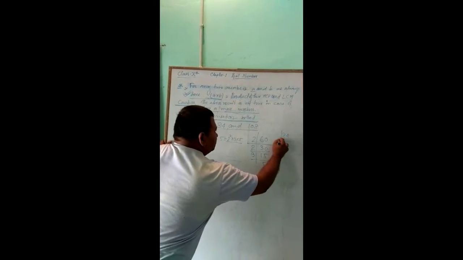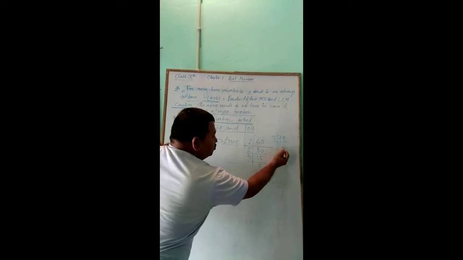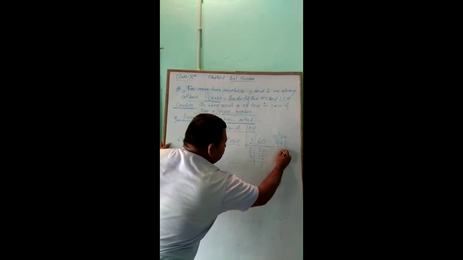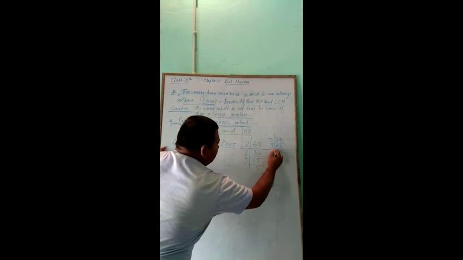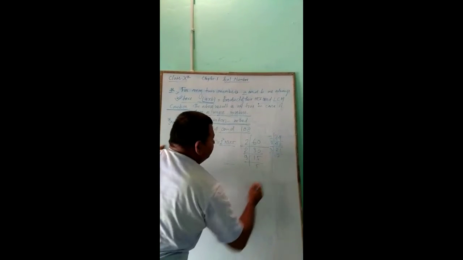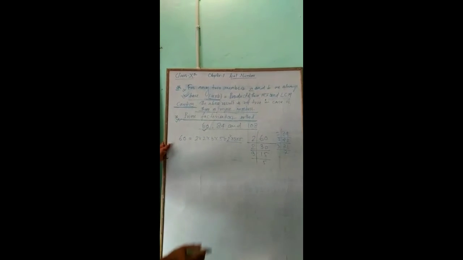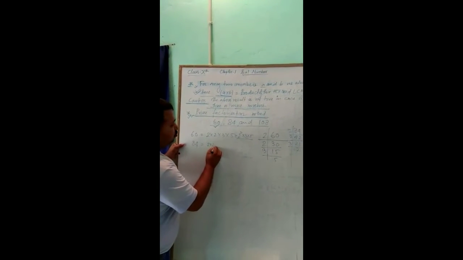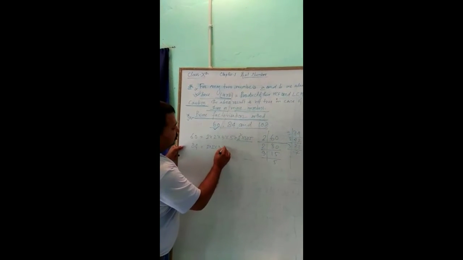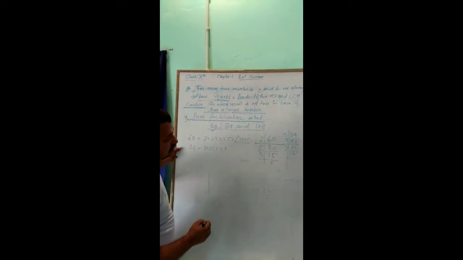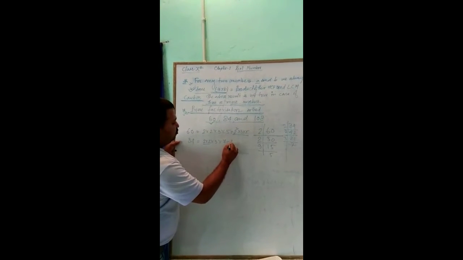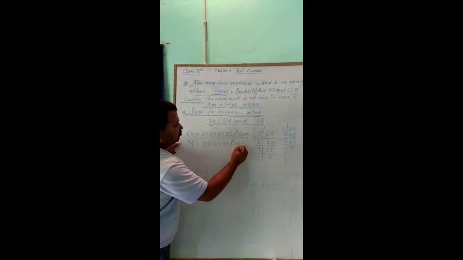Find the factors. Divide by 2: 42, 2, 21, 3, 7. Now we can write the factors of 84 as 2 into 2 into 3 into 7. We can express it another way also: 2 square into 3 into 7.